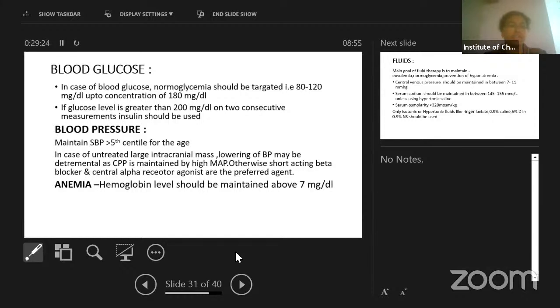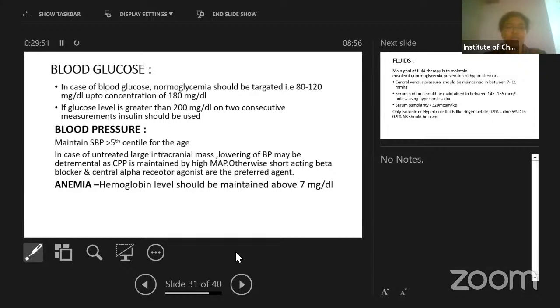If the glucose level is greater than 200 milligram per dL on 2 consecutive measures, insulin should be used. And the blood pressure: in case of untreated large intracranial mass, lowering of BP may be detrimental as cerebral perfusion pressure is maintained by high mean arterial pressure. SBP should be maintained more than 5th centile for the age. Otherwise, short-acting beta blockers and central alpha receptor agonists are the preferred agents.